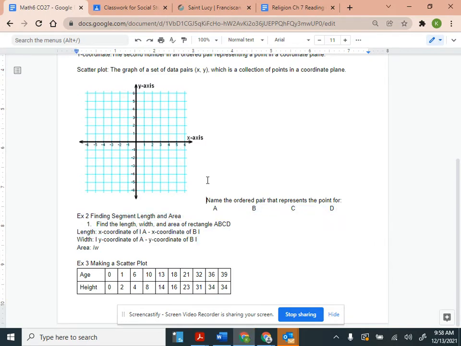That's not moving up. Let me move this up just a little bit more. And it won't move up anymore for me.